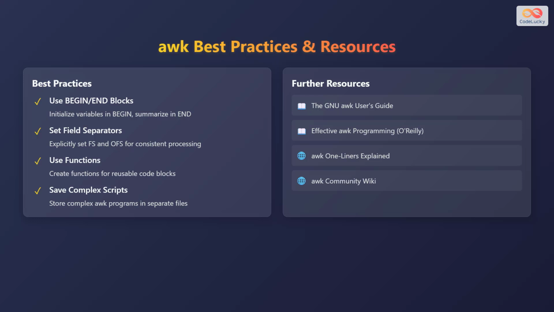Let's discuss some best practices for writing efficient awk scripts. It is good to use BEGIN and END blocks to initialize variables and summarize data. Explicitly set the field separator, which is FS, and output field separator, which is OFS, for consistent processing. Create functions for reusable code blocks. Store complex awk programs in separate files for better organization.